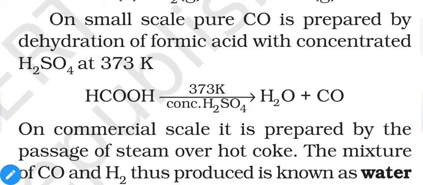On a small scale, we can produce carbon monoxide by dehydration of formic acid in the presence of H2SO4. H2SO4 is a very strong dehydrating agent. That means it will simply remove water molecules. As we can see, formic acid contains one extra molecule of water compared to carbon monoxide. So simply the water molecule will be removed and carbon monoxide will be left.